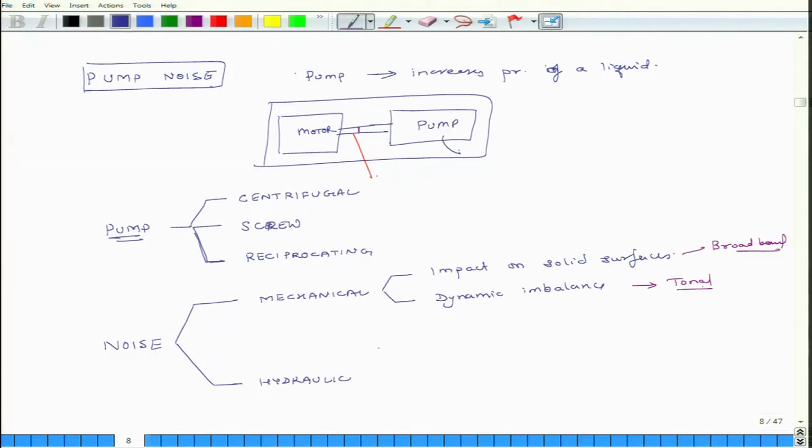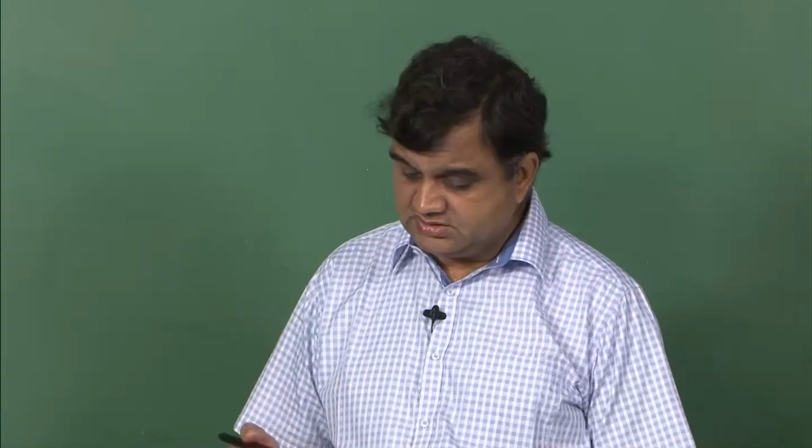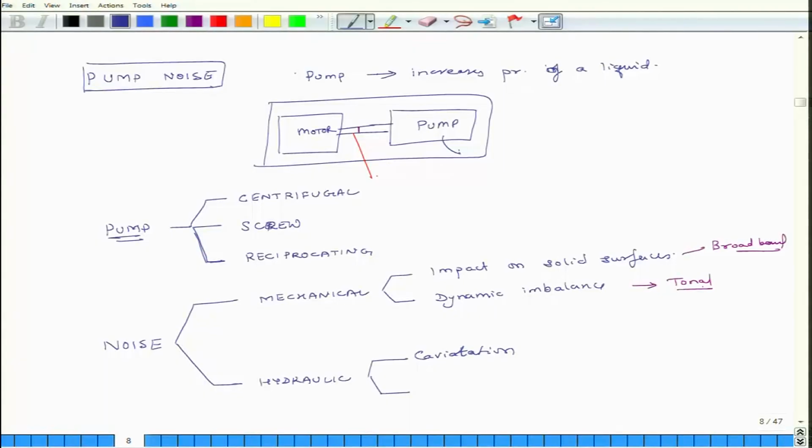Then in terms of hydraulic, you have two important sources. One is because of an effect called cavitation, especially if the pump is rotating at a very high frequency. Okay. So, then some vacuums get created because of this, and because of that this cavitation phenomenon starts occurring, and that generates a lot of noise.